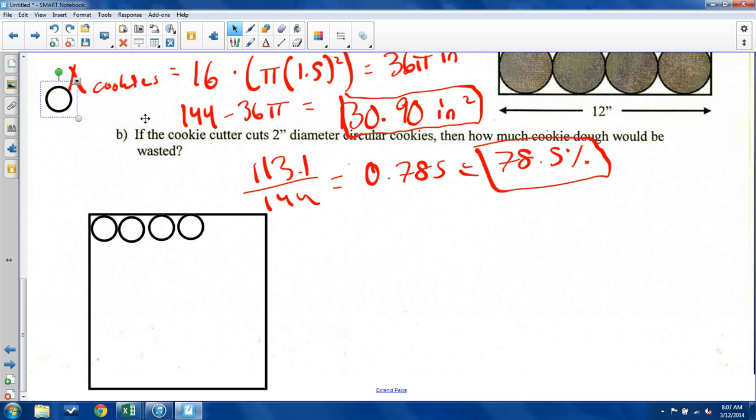12 divided by 2 is 6. So I can get 6 cookies this way, and I can get 6 cookies downward as well. Because this is taking too long, 6 by 6 is 36 cookies. So now I'm going to have 36 smaller cookies.